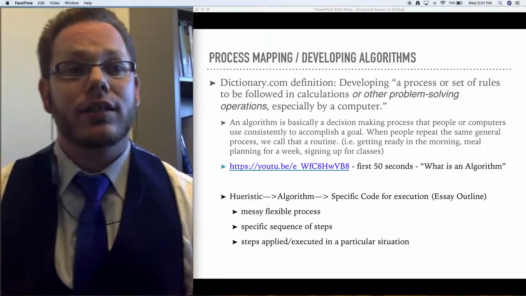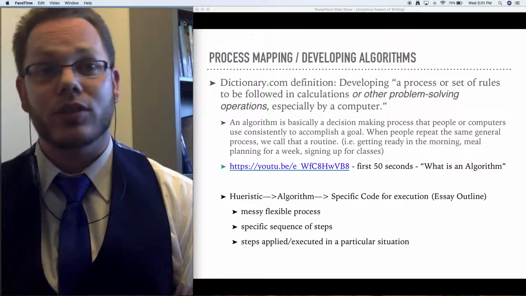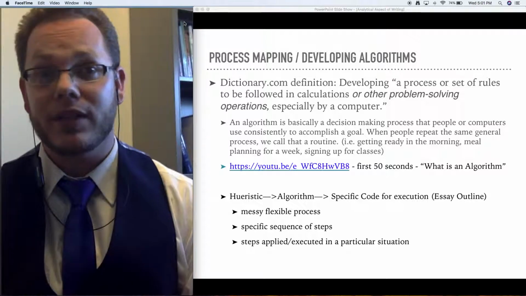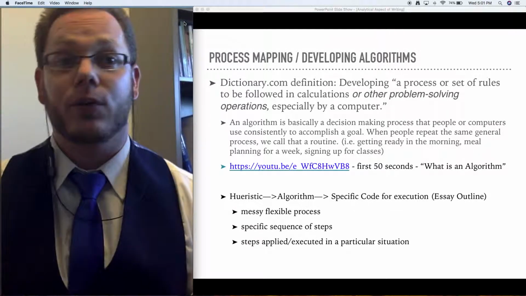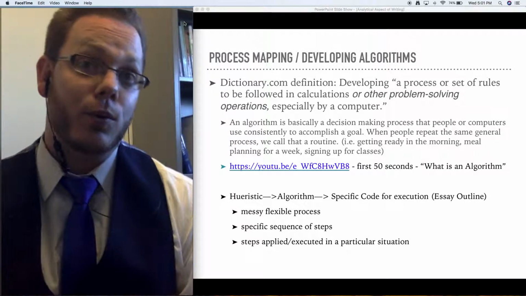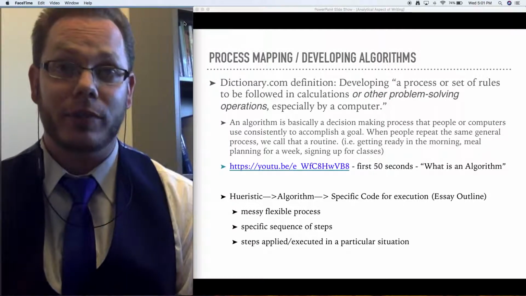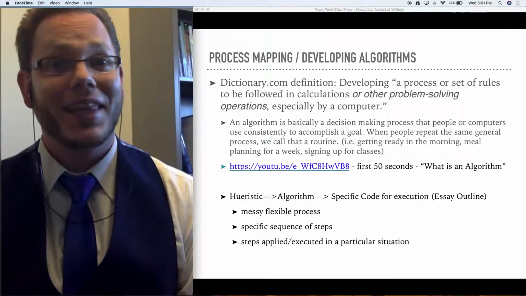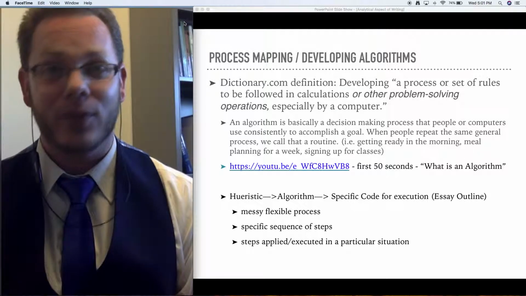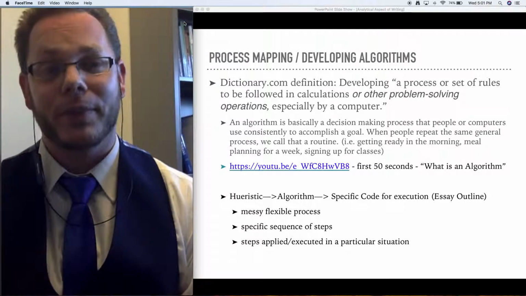An algorithm is basically a decision-making process that people or computers use consistently to accomplish a goal. When people repeat the same general process, we call that a routine, like when we get ready in the morning, like when we plan for our week, like when we sign up or register for classes, which is not something you should be doing in my class while I'm talking to you. If you're watching this video, that's not an issue, is it? Thank you. And that's beside the point.